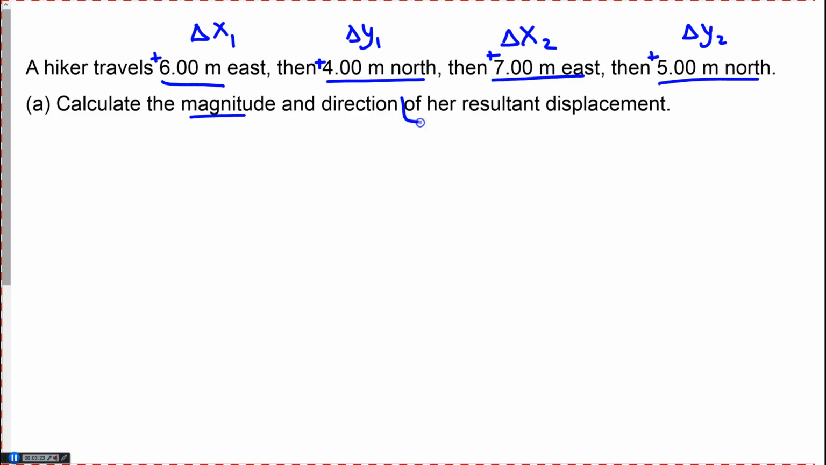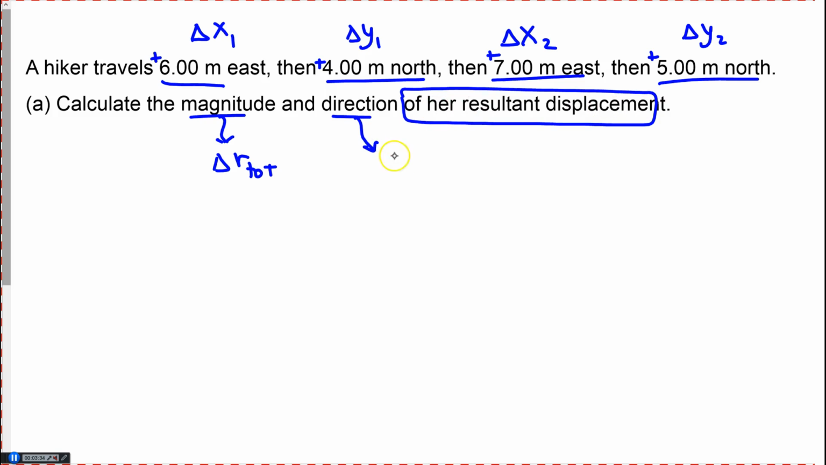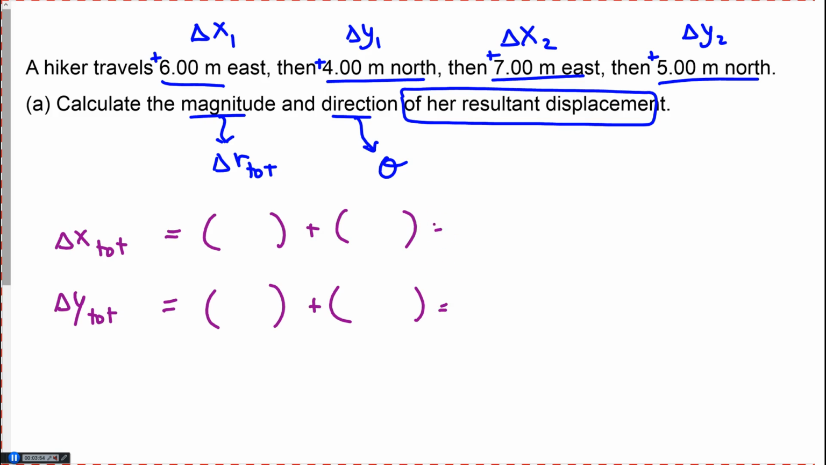Calculate the magnitude of her resultant displacement and the direction of her resultant displacement. The magnitude of her resultant displacement is just delta r total. The direction of the displacement is the angle theta. Okay, so we have two things to find. But before we try and draw a picture, let's get the totals. You find the totals by adding up the individual displacements. So what do we have on the x-axis? We have 6 meters east. And then she went 7 meters east.